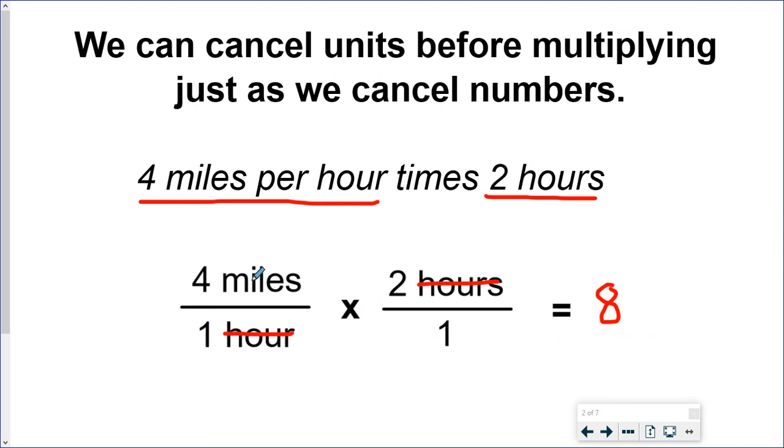I don't have to put that over. But I do have the miles left. So my answer here is going to be, I'm going to go ahead and abbreviate it. It's going to be 8 miles. So if I do 4 miles per hour, and I do that over a period of 2 hours, that means I'm going to total travel 8 miles.